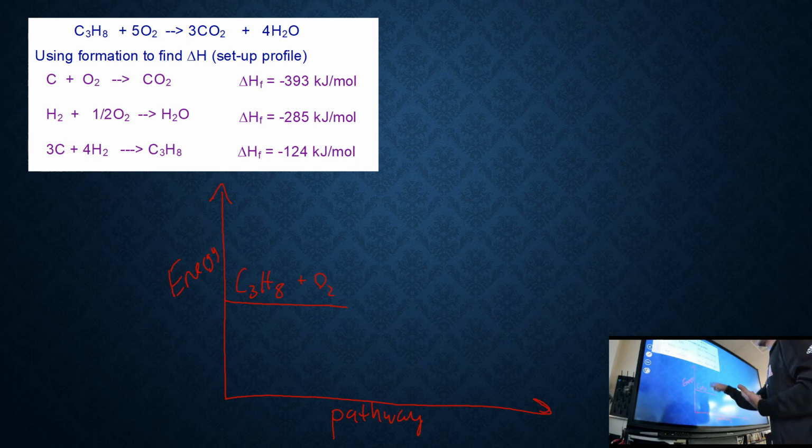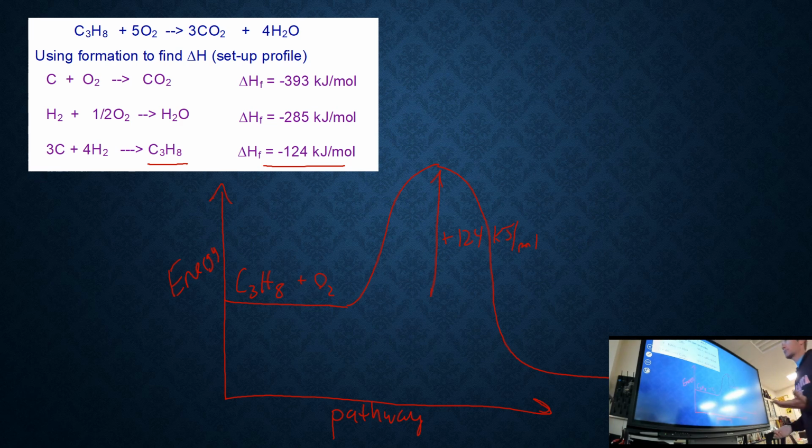But we do need to break apart C3H8. So we're given this amount of C3H8. That's to form C3H8, propane. That's to form it. So we want to break apart, we have to switch this to a positive 124. It takes that much energy to break apart C3H8. Then we're going to do this. Well, we should know it's going to be exothermic. Any combustion reaction is exothermic.